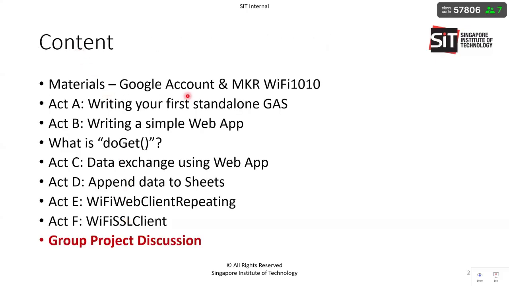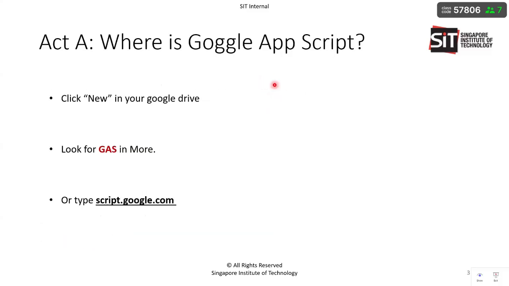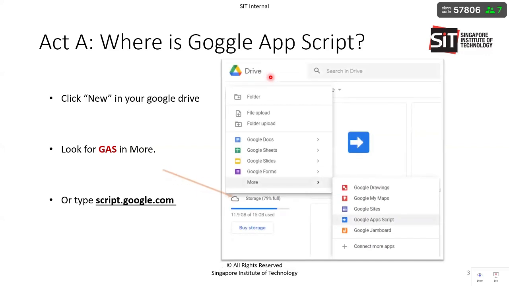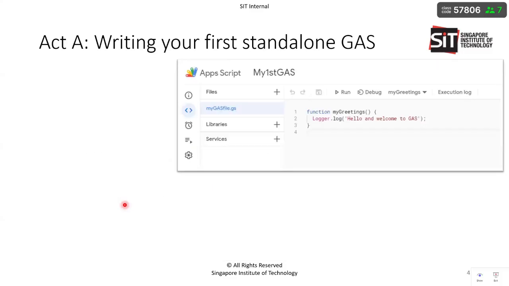So in terms of materials, you definitely have to have a Google account and your MKR Wi-Fi 1010 ready for this week's lab. So the first thing, how to get started, right? In my lecture notes, I mentioned before, go into Google Drive, click on More, and you should be able to locate Google Apps Script. If not, then you type script.google.com in a web browser. This will bring you to the GAS landing page.